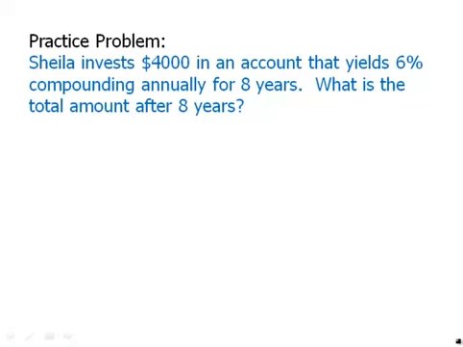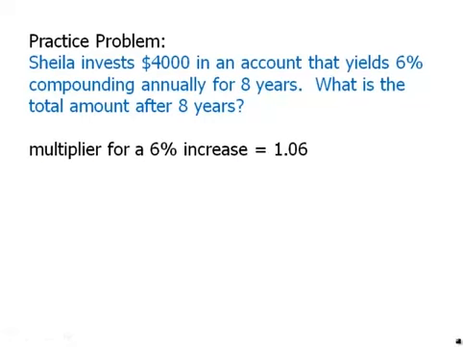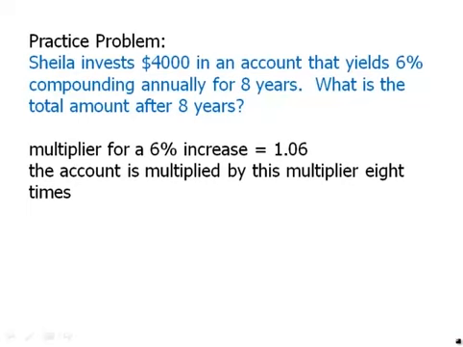So here's how we'll approach this. The multiplier for a 6% increase, that's 1.06. It's going to get multiplied by that 8 times. So the total amount in the account is going to be 4,000 times that multiplier, 1.06 to the 8th.